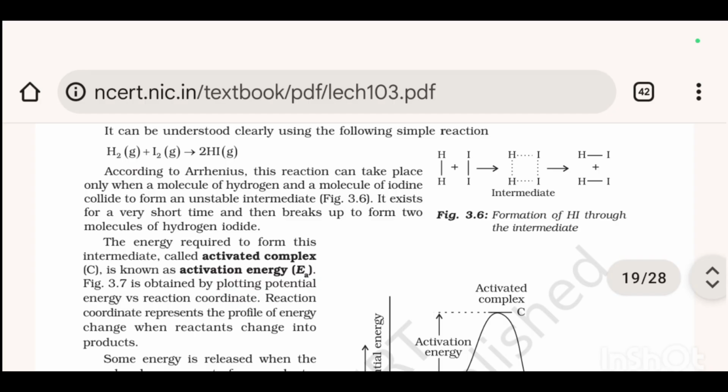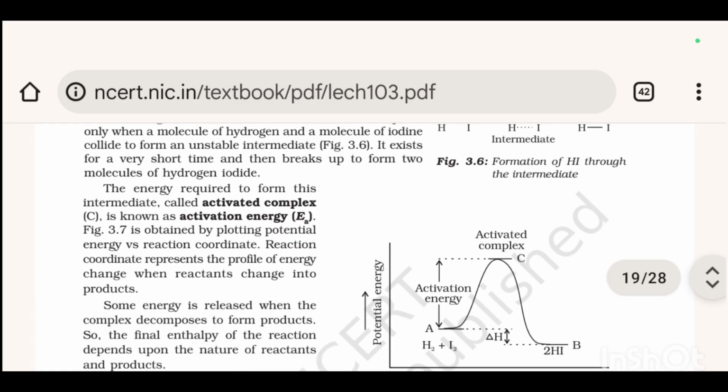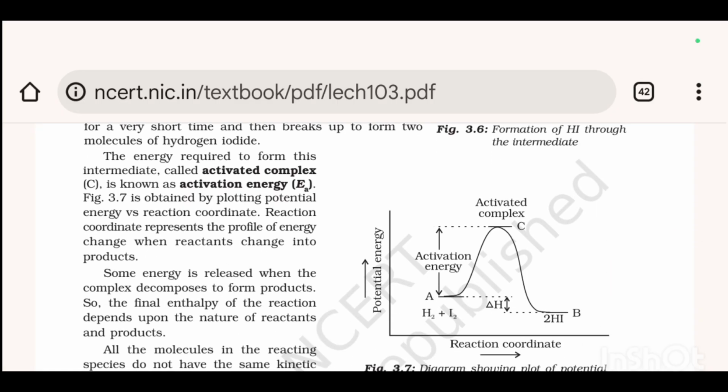It is obtained by plotting potential energy versus reaction coordinate. Reaction coordinates represent the profile of energy change when reactants change into products. Some energy is released when the complex decomposes to form products, so the final enthalpy of the reaction depends upon the nature of reactants and products.